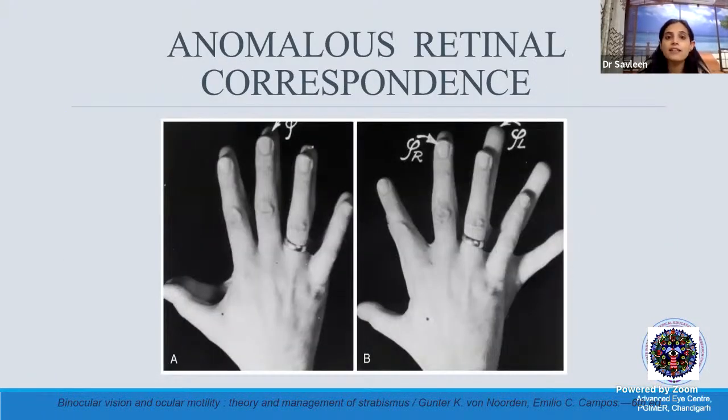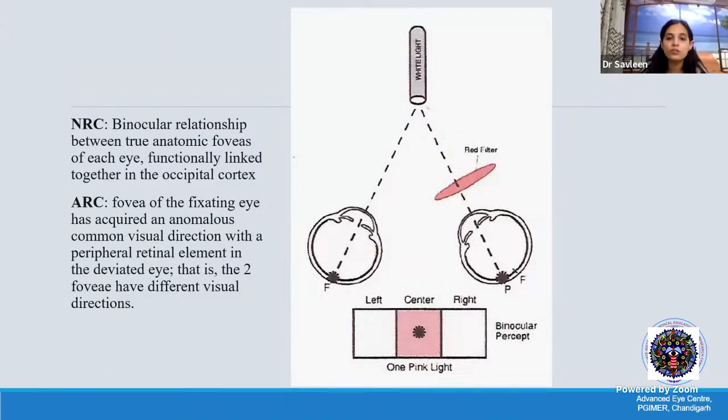We also need to understand that we are talking about corresponding retinal points. By corresponding, we mean that, for example, we see two hands here, and the two fingers are corresponding to each other. If in any case the two hands are not seen corresponding, this is also relevant to the retina. When we see two images which are corresponding, stimulating corresponding retinal points, we have a normal retinal correspondence. A normal retinal correspondence means that one object forms two images at the two true anatomic foveas, stimulating the same point in the cortex.